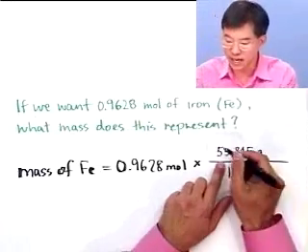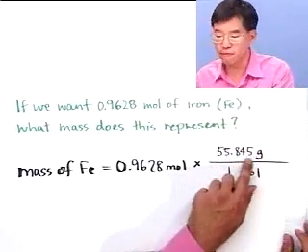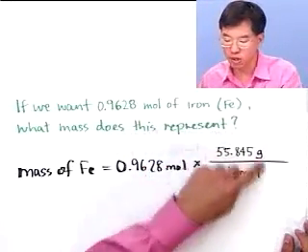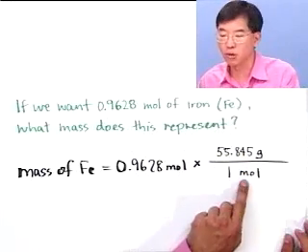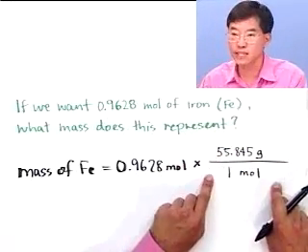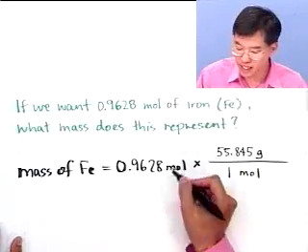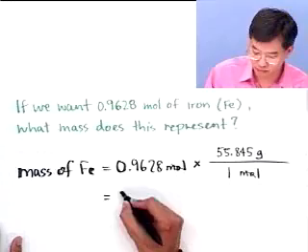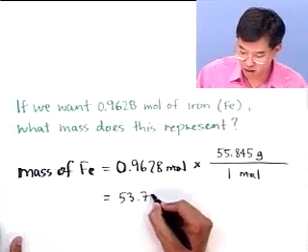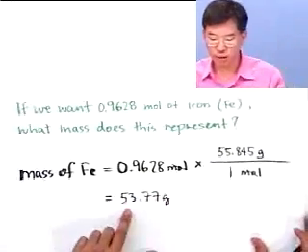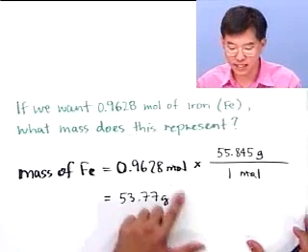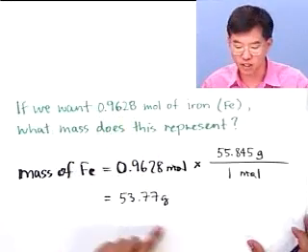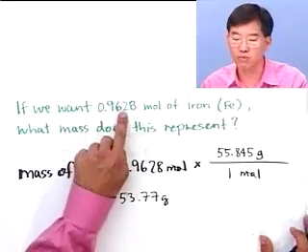that the molar mass of iron is 55.845 grams, or another way of expressing it is that the molar mass is 55.845 grams per 1 mole. This is a unit of 1. It's a conversion factor. If we multiply this out, cancel the units, we get 53.77 grams, and this is the mass that is equivalent to 0.9628 moles of iron. So this is what we would weigh out if this is what we desired.